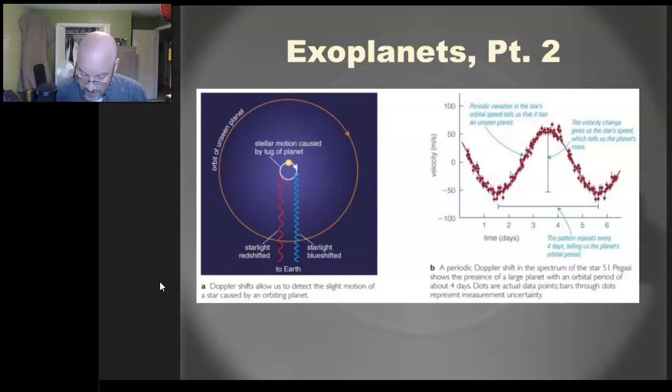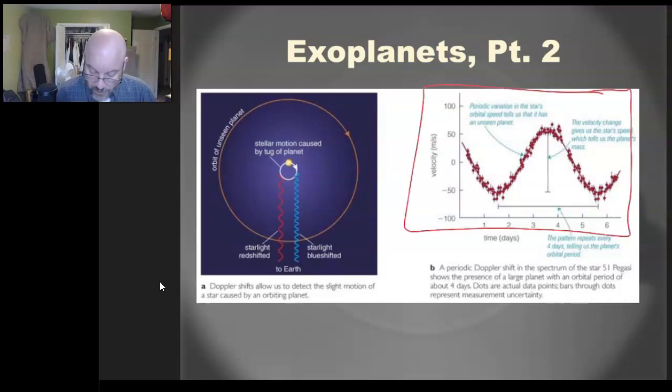So what they do then, take a look over here. They use the Doppler shift to determine the velocity of the star as it's wobbling while it goes around. Then they see these patterns where it's periodic like this, and so they can determine the period of the planet going around it. And this example is pretty crazy because it's about 4 days. A year on that planet is only 4 days.